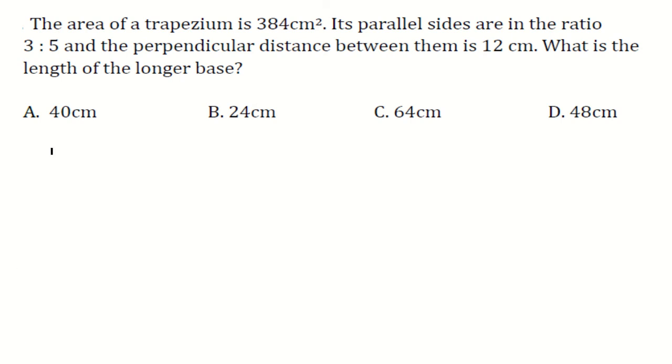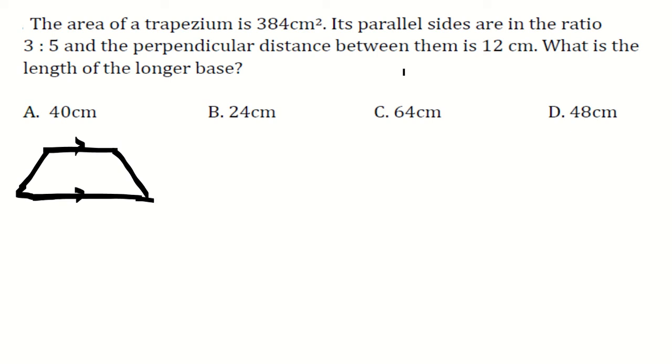Okay, when you go to the next question, it says the area of a trapezium is given to you, 384 centimeters square, and its parallel sides are in the ratio of 3 to 5. It's not exactly given to you. You know, trapezium, it's a four-sided figure, a quadrilateral. Two of the sides are parallel. Those two sides we call bases.